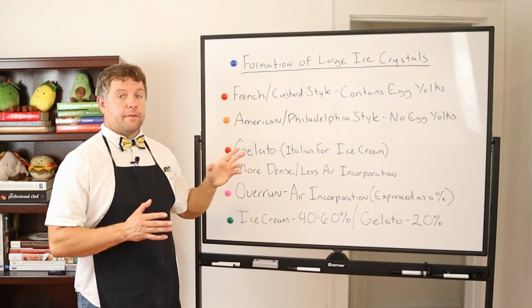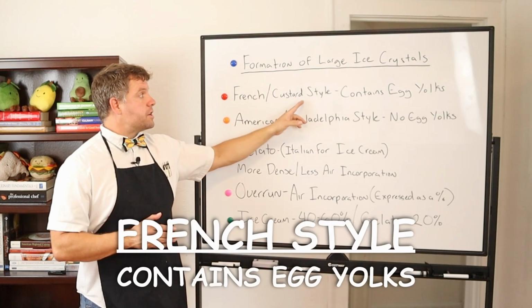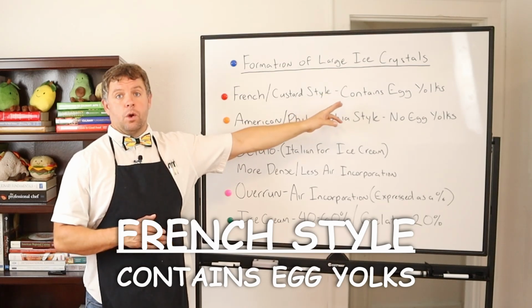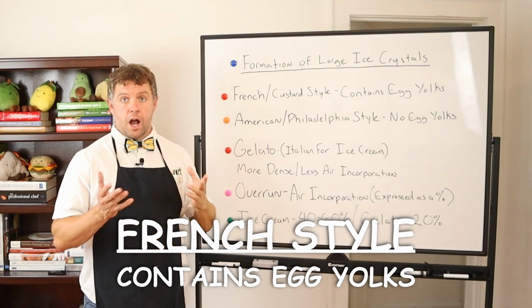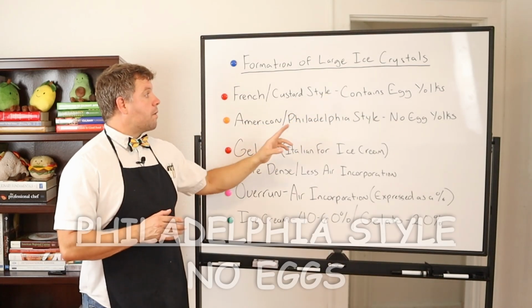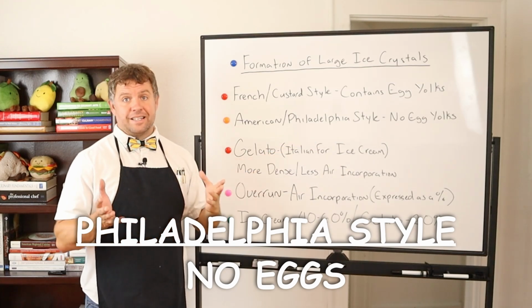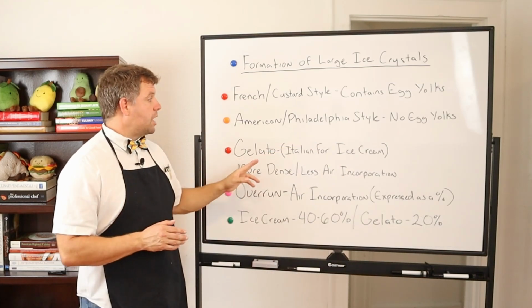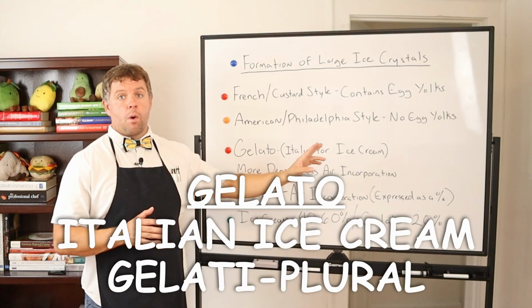And the different types of ice creams. First we have French or custard style, which contains egg yolks. So that'll be a little bit more yellowish in color. And then we have American or Philadelphia style, which does not contain egg yolks. And then there's gelato, which is the Italian word for ice cream.